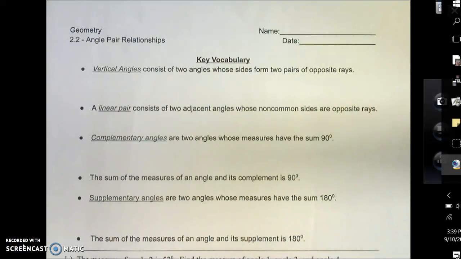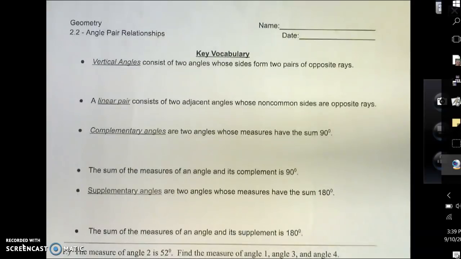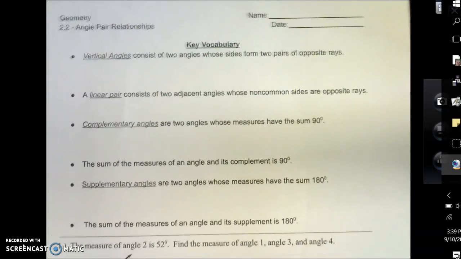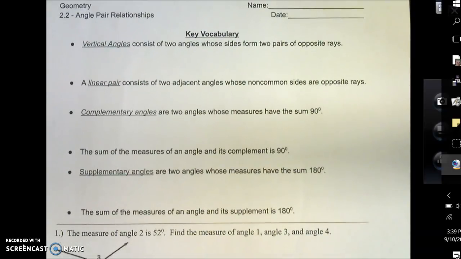Hello, ladies and gentlemen. So today we're going to be taking a look at a section in our Unit 2, which is on foundational geometry, angle pair relationships. Okay, so let's take a look together. So we start off with some key vocab here.